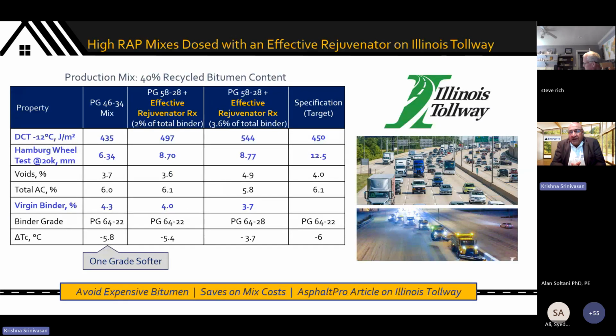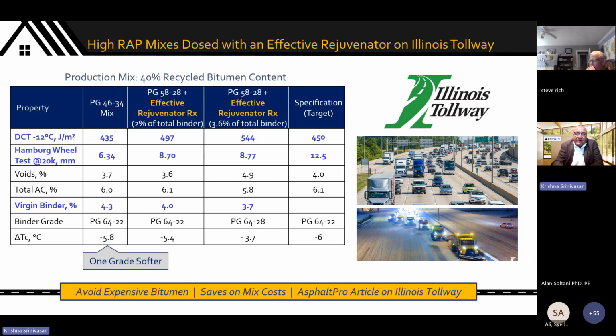What does rejuvenation do at the mix level? For that, let's turn to Illinois Tollway. Sandy Lender is in the room. So yeah, this was written about in Asphalt Pro some years back. Please check out that magazine, some excellent articles on a variety of topics.